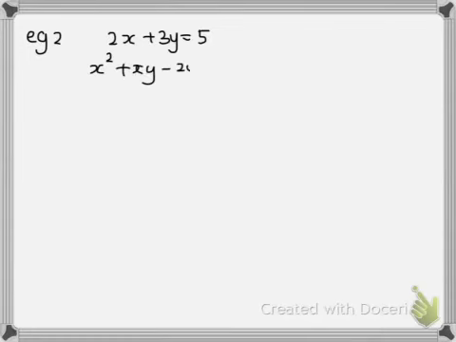Okay, let's give it a bit more challenge. How about something like this? Another example that we have. Let's say you have 2x plus 3y equals 5, and then you have x squared plus xy minus 2y squared equals 10.